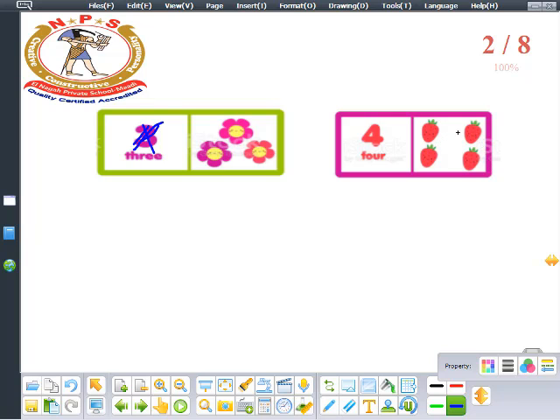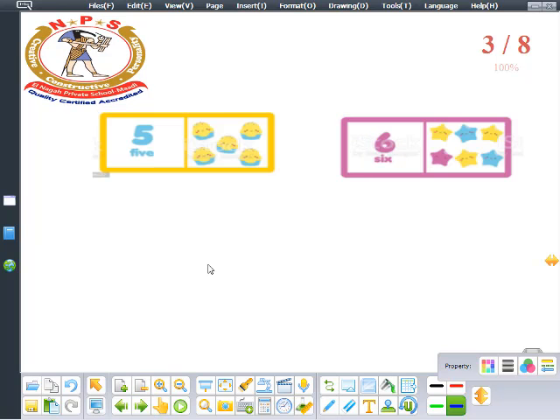What about this? When we find 2 up and 2 down, how many strawberries do we have here? 2 and 2. Look, 2 up and 2 down. We know that they are 4. Excellent. They are 4 strawberries, because we have 2 up and 2 down. Well done. And that's number 4.